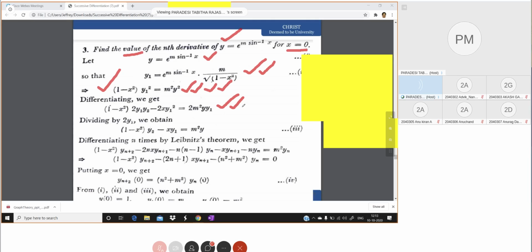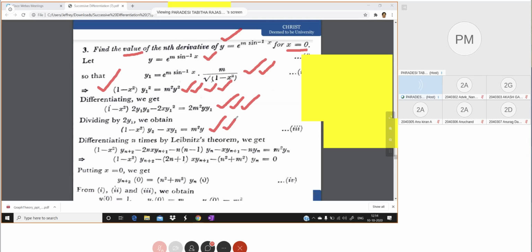Once we finish this one, throughout he's cancelled out the factor 2y1, which is there in all the steps. When you cancel the common factor 2y1 on left hand side and right hand side, confirm whether you get this equation. Yes, we're cancelling the common factor there. Once we cancel the common factor, all of you are confirming that this is what you got.